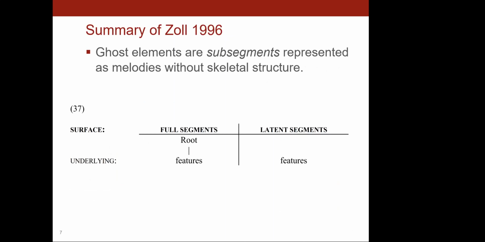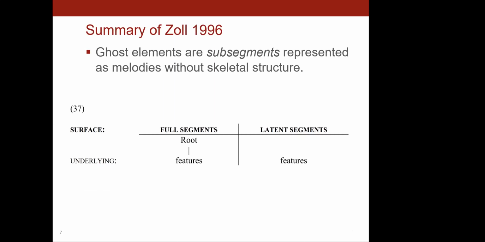so this difference between, for example, the two E's in Polish, was one of the major contributions of Cheryl Zoll's 1996 dissertation on ghost elements. One of the most important claims that she made was that all ghost elements could be represented uniformly in the underlying form. She said all ghost elements are subsegments.